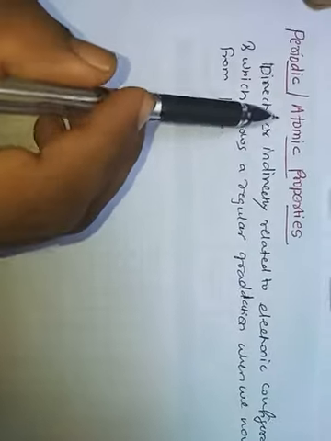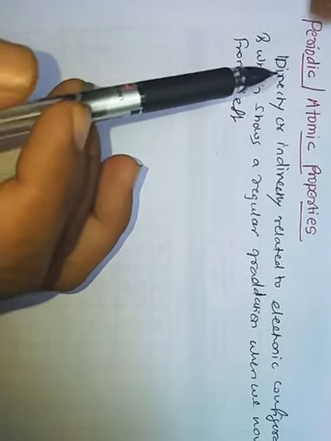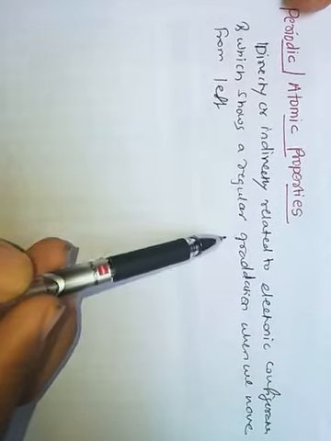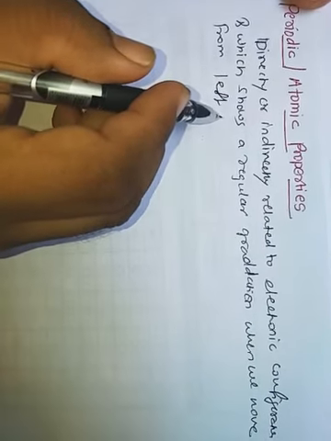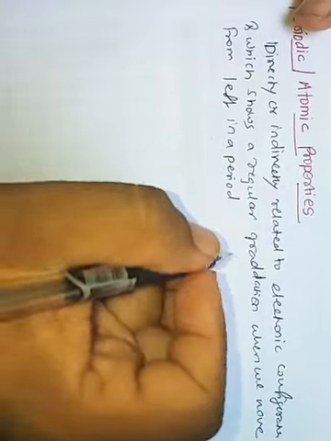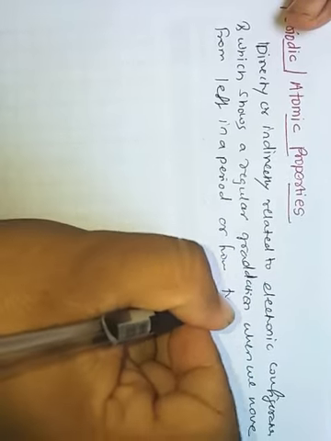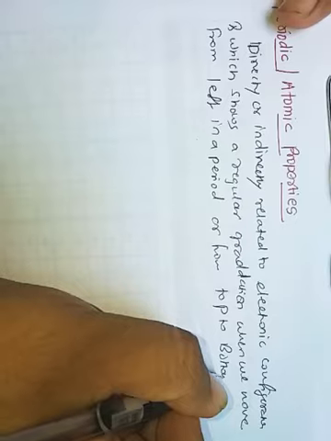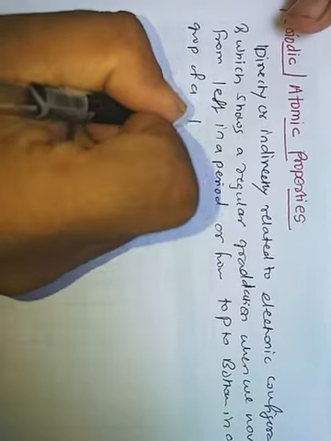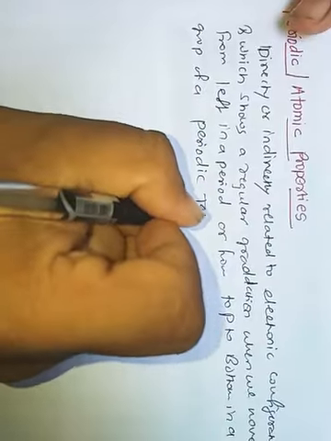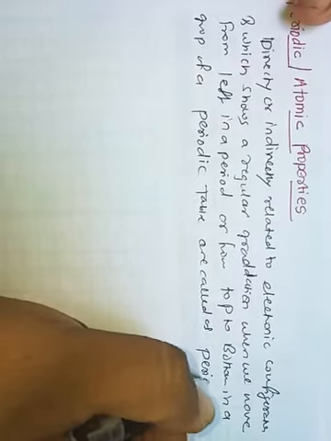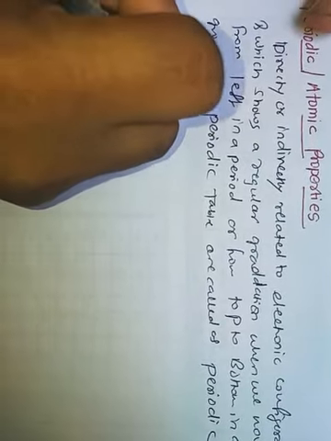Now we'll discuss atomic or periodic properties. The properties which are directly or indirectly related to the electron configuration, and which show a regular gradation when we move from left to right in a period, or from top to bottom in a group of the periodic table, are called periodic properties.